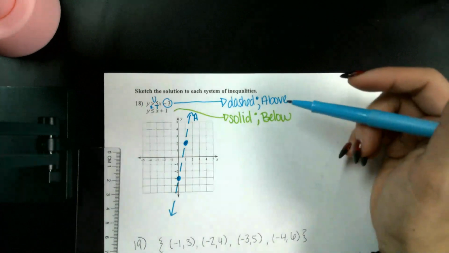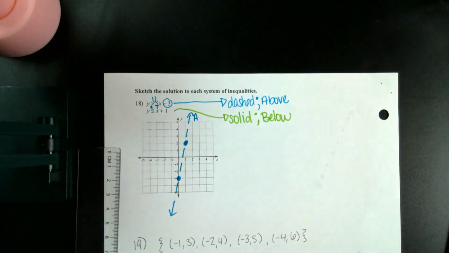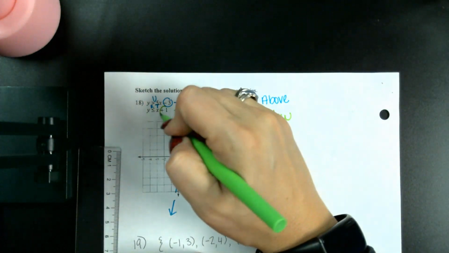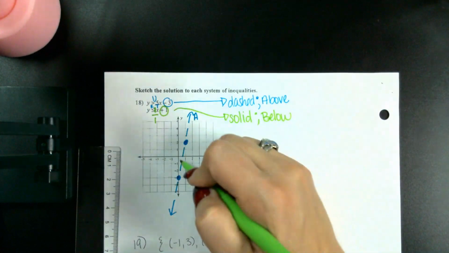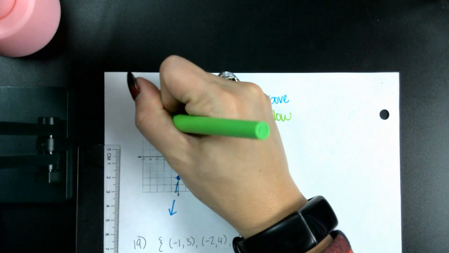Good? Okay, then for the other one, we're going to start at 1 and your slope is 1 over 1. Yep. So if your slope is positive 1, we're going up 1, right 1.